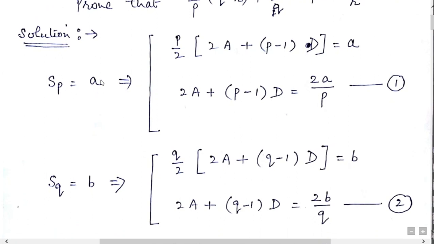SP is given to you, that is equal to A. Now insert the value of SP. We have already completed Sn is equal to n by 2, 2A plus n minus 1 into D. Simply insert P in place of n. Then P over 2, shift this value on the right hand side. You can write 2A divided by P.